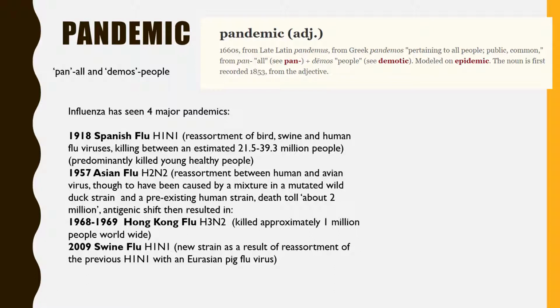The next is in 1957 with the Asian flu, which is H2N2, which was reassortment between human and avian viruses. So it's thought to have been caused by a mixture in a mutated wild duck strain and a pre-existing human strain. The death toll was about 2 million people, according to the World Health Organization. And then antigenic shift of this H2N2 virus is then what led to the 1968 to 1969 Hong Kong flu, the H3N2, which killed approximately 1 million people worldwide. And the most recent one is in 2009 with swine flu.